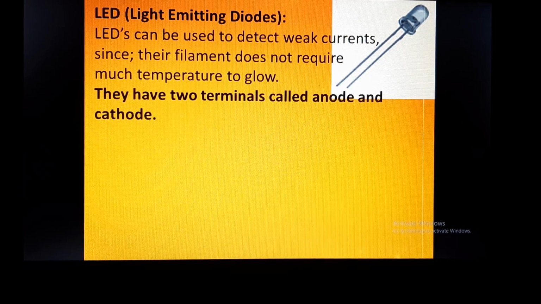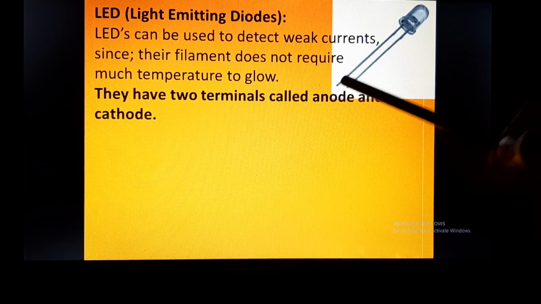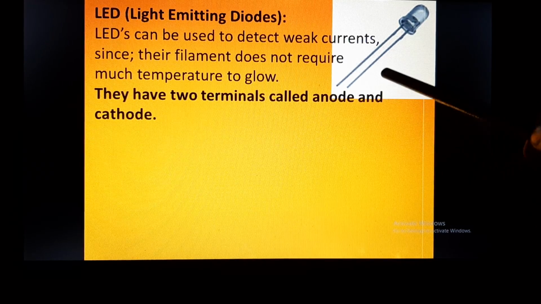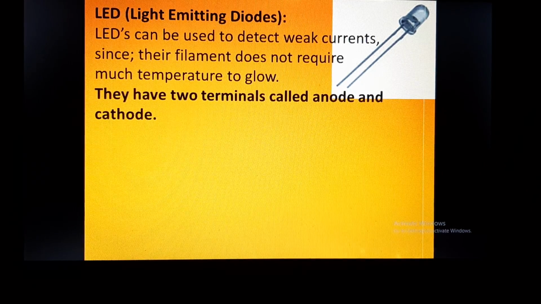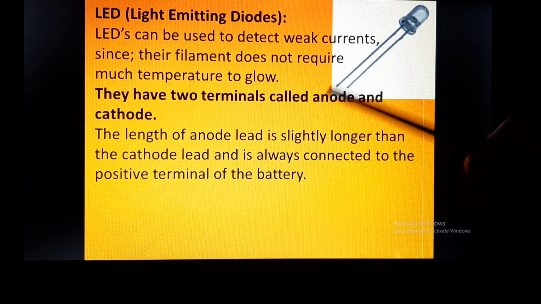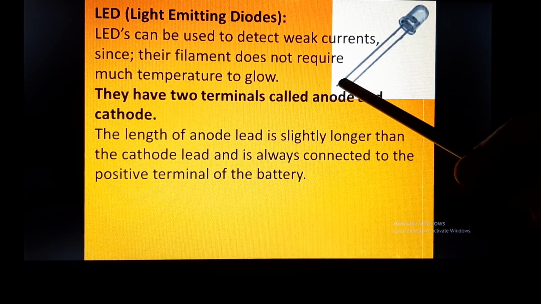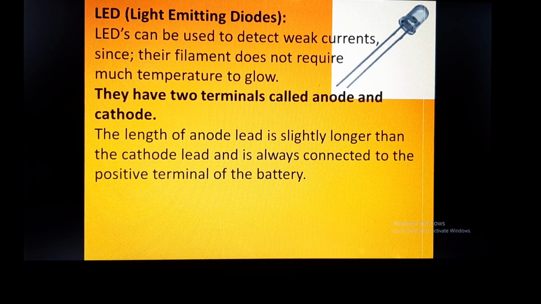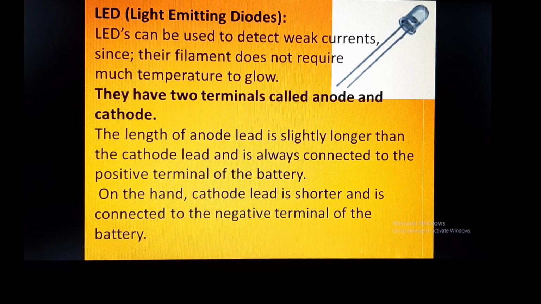An LED also has two terminals. One is called the anode and the other is called the cathode. So here you can see this is the picture of an LED. This is the bulb, and it has two terminals, one is the anode and the other is the cathode. Which one is the anode? The length of the anode lead is slightly longer. So the longer one is the anode and the shorter one is the cathode. The anode is always connected to the positive terminal and the cathode is always connected to the negative terminal. So a light emitting diode has two terminals: the longer one is the anode connected to positive, the shorter one is the cathode connected to negative.